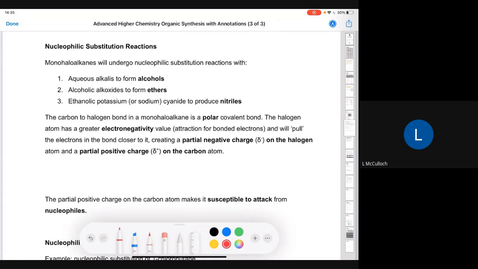Monohaloalkanes will undergo nucleophilic substitution reactions with three different reactants, forming three different products, okay? And we have to know about all of them. So we can use an aqueous alkali to form an alcohol. We can use an alcoholic alkoxide to form an ether. And we can use ethanolic potassium or sodium cyanide to produce nitriles. Okay, so that's three different products that we can get from a monohaloalkane.